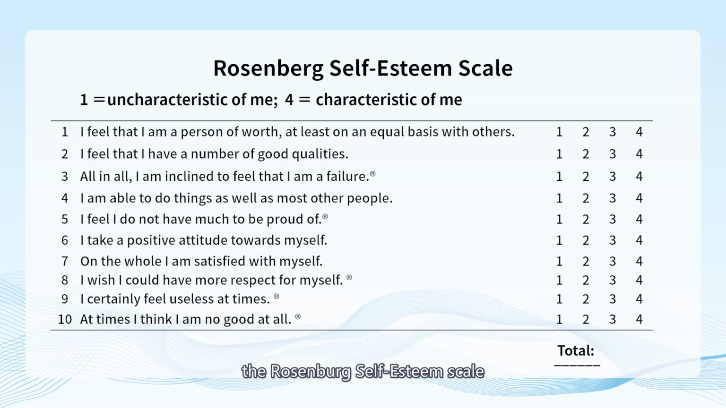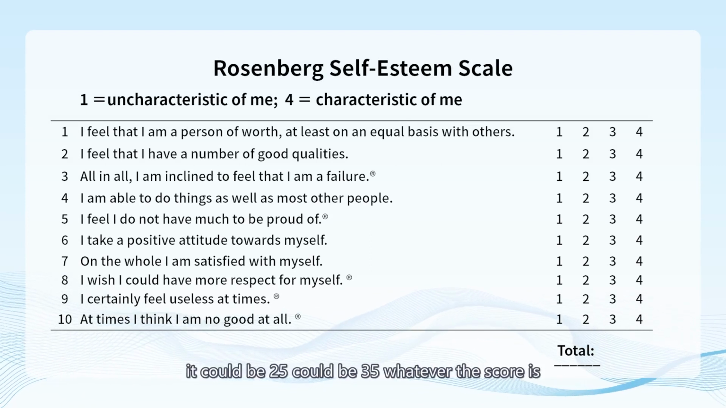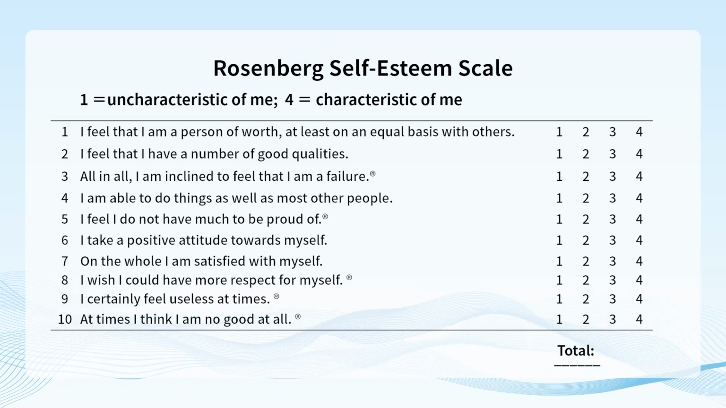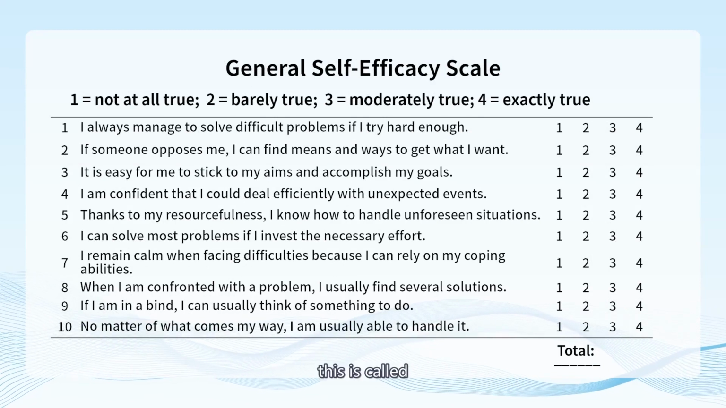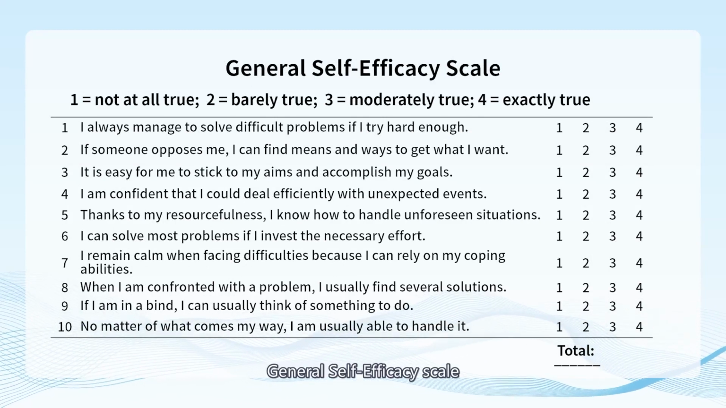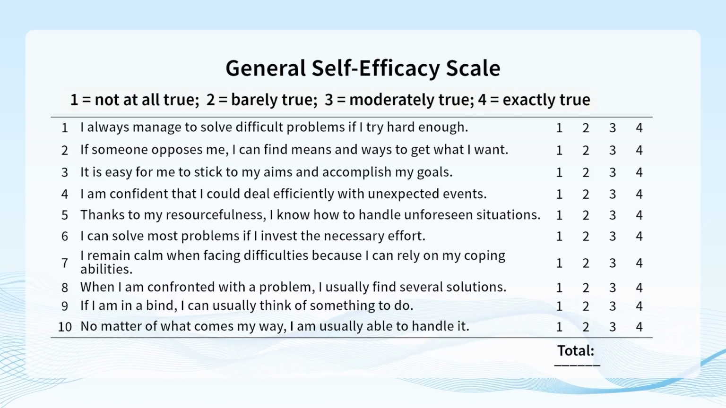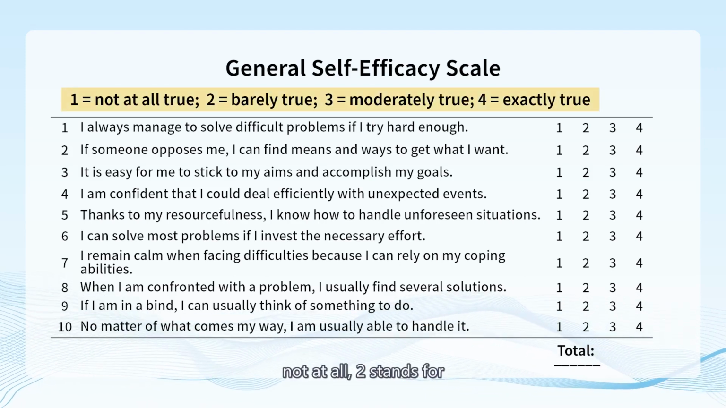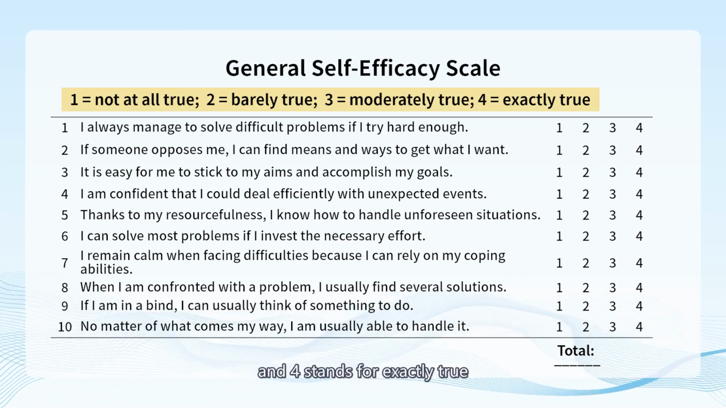Now, let's do another quick exercise. The Rosenberg self-esteem scale, you've got it, all right? Now you report your score. It could be 25, it could be 35, whatever the score is. It's good that you participate in this exercise. But here is another one. This is called the general self-efficacy scale. It also has 10 items. It's also rated from 1 to 4. 1 stands for not at all true, 2 stands for barely true, 3 stands for moderately true, and 4 stands for exactly true.